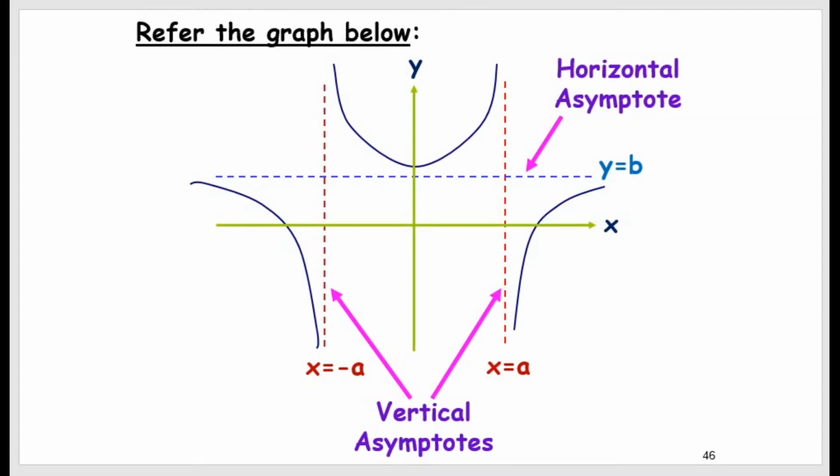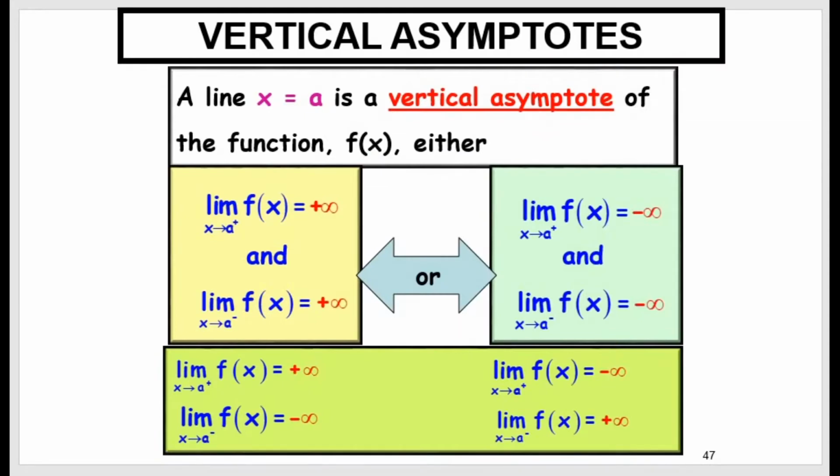What is a vertical asymptote? A vertical asymptote is a line where x equals a. So what should we do to prove that the line x equals a is a vertical asymptote? The first thing, we need to find the limit as x approaches a from the right for the function, and also from the left of the function. If you get the value of either positive infinity or negative infinity as the final answer, hence the line x equals a is the vertical asymptote.